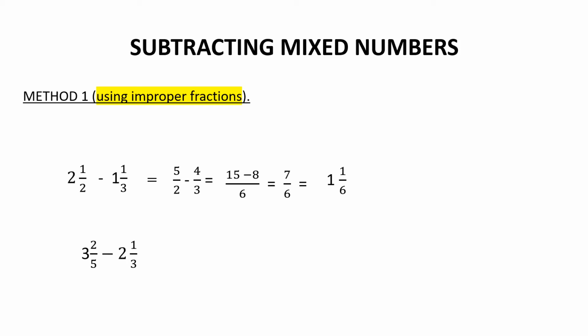Let us look at another example. We are taking away 2 1/3 from 3 2/5. Same procedure. Express them as improper fractions. So we get 17 over 5 and 7 over 3. So we go ahead and subtract using the usual method. We get 3 times 17 minus 5 times 7 all over the product of the two denominators, which is 15. That results in 16 over 15, which simplified is 1 and 1/15.